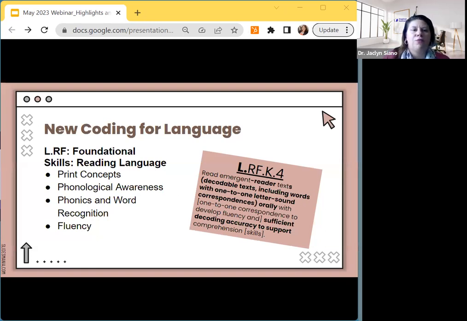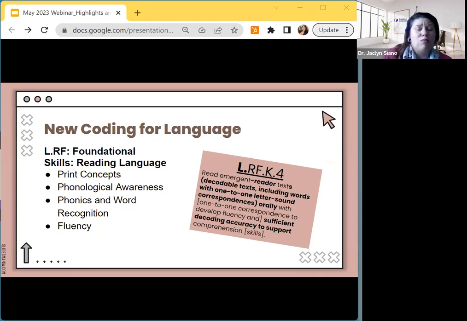So L.RF, foundational skills, reading language. Again, this used to formerly be under the reading section. Now it's under the language section. You'll see what I was talking about, the stuff in the bold. That's the stuff that was added. And I just think it makes it much more specific and easier.